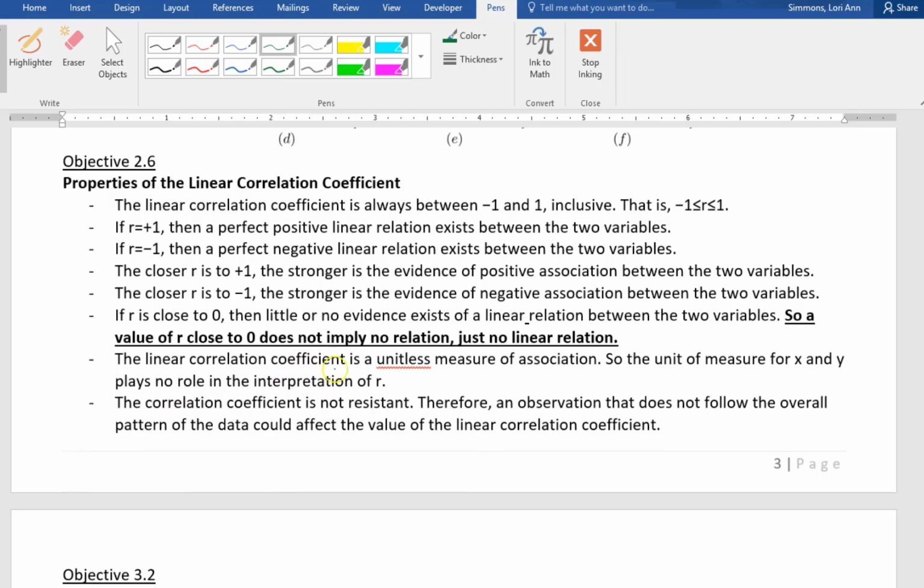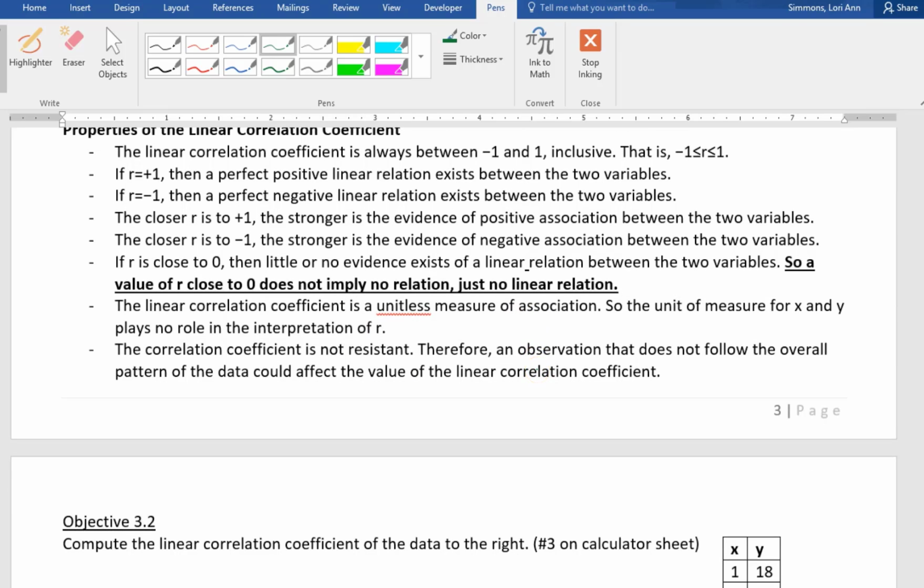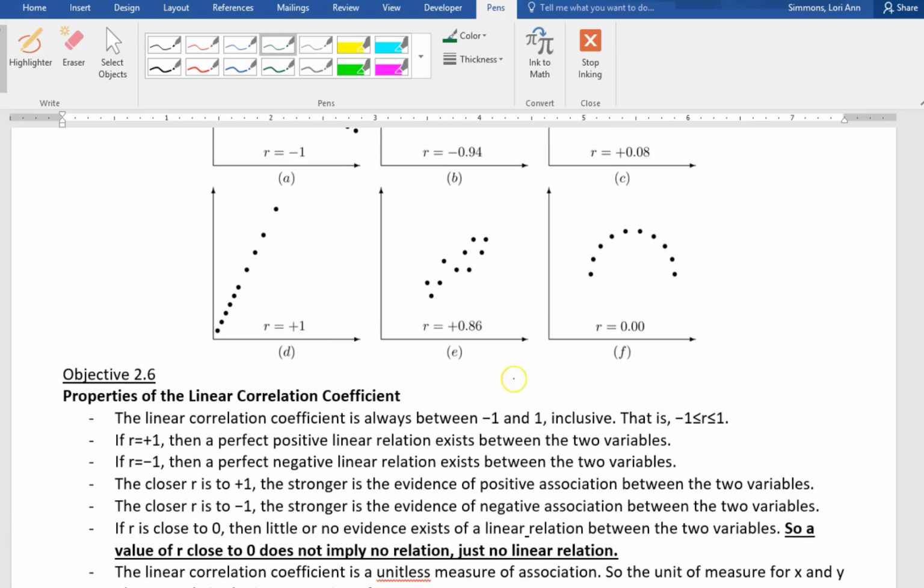The linear correlation coefficient r is a unitless measure of association. So the unit of measure for X and Y plays no role in the interpretation of r. The correlation coefficient is not resistant. Therefore, an observation that does not follow the overall pattern of the data could affect the value of the linear correlation coefficient, which makes sense. So if I put a point here, a big point, your r will no longer be +1 because now you have to account for this point.